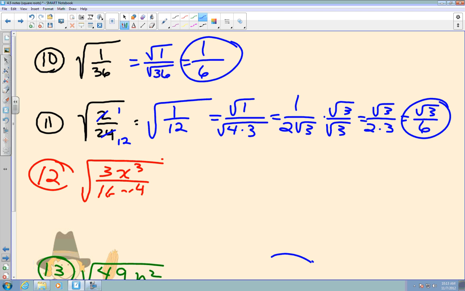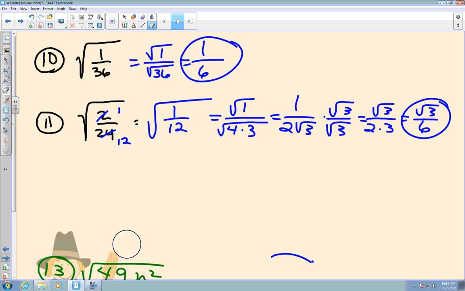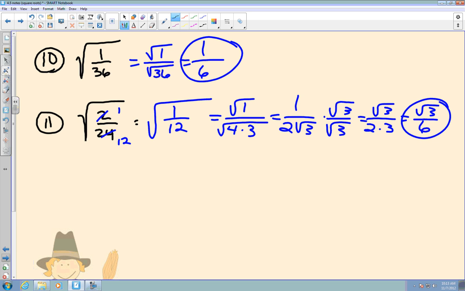Yes, some of them are going to have some steps to them. You need to do them all. Actually, before I write these last two, I have another little quick lesson I want to do with you.